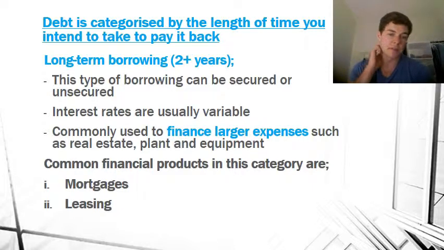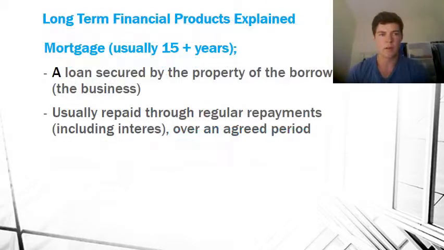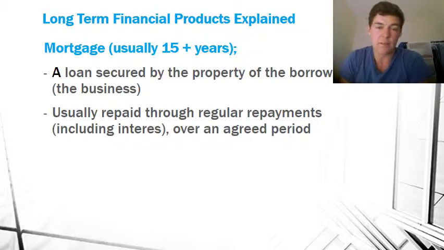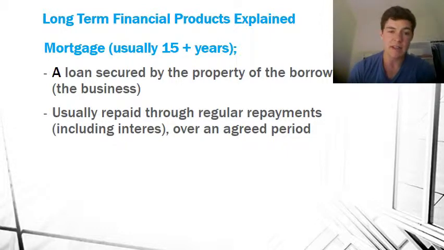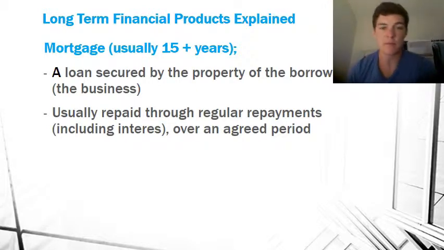The common financial products in this category are mortgages and leases, which we'll look at now in a bit more detail. Okay, so the long-term financial products explained. One you've definitely heard of, and I'm sure you know someone who has one, a mortgage. Usually these are 15 plus years. This is a loan that's secured by the property of the borrower or the business. If you own a house or a piece of real estate, you take out a loan using that as security. If you do not repay your debt, then they can sell your house to get their money back. They're usually repaid through regular repayments, including interest, over an agreed period.